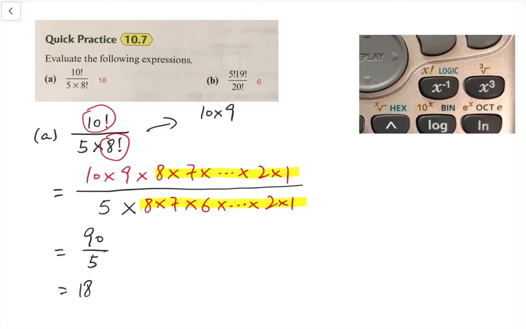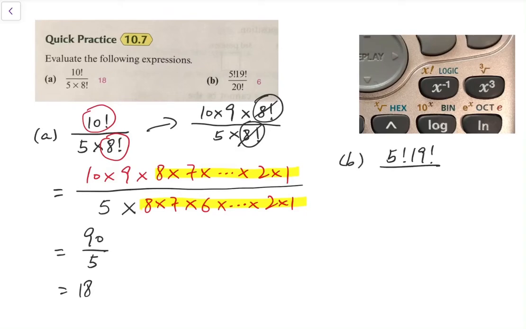Actually, here you can also imagine this. The numerator is 10 times 9, and then you get 8 times 7 times, until 1. So you can also represent it in this way, and then these two cancel with each other. So you get the same answer.